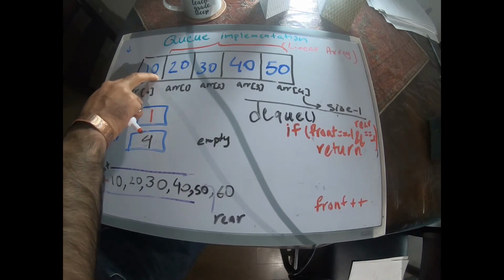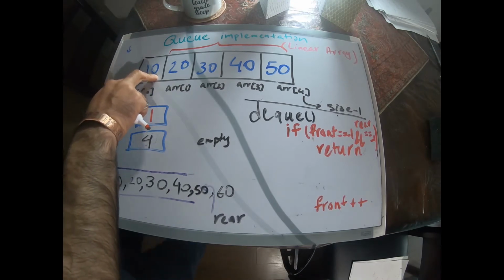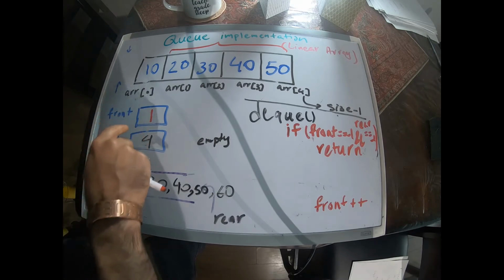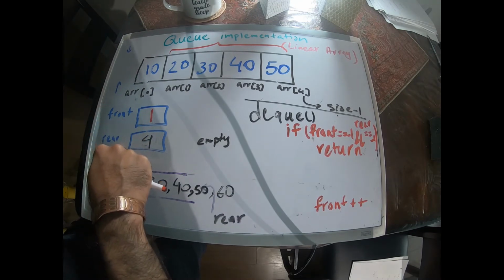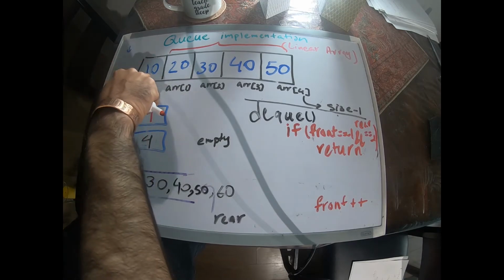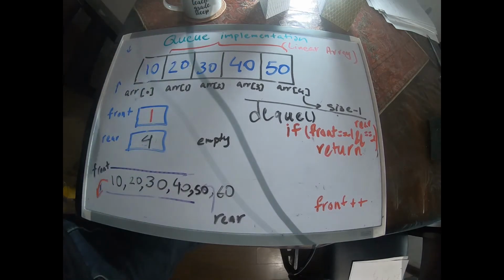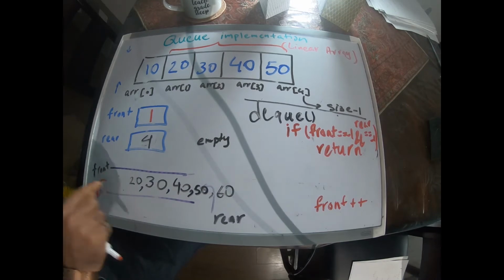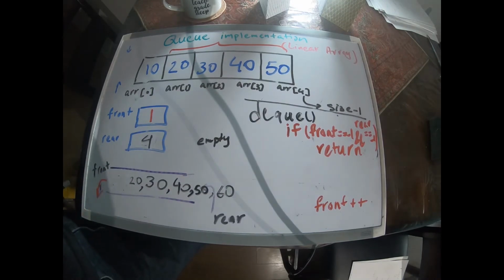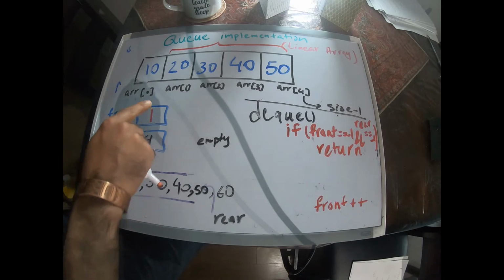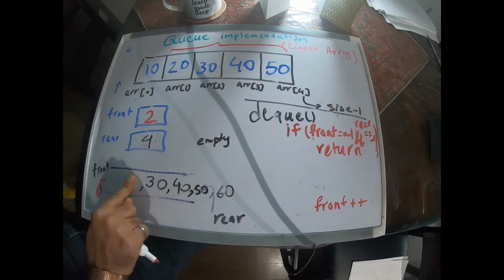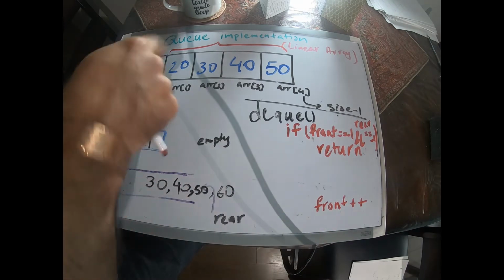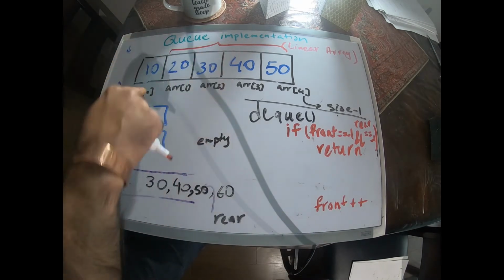Because it's going to be overwritten anyways. So we're not going to use it, because we're only going to be using the Q from the front to rear. So at this point, this is going to be DQ'd, removed from the Q. Again, I want to DQ another one. This is going to happen. 20 is going to come out. Front plus plus. I want to DQ another one.